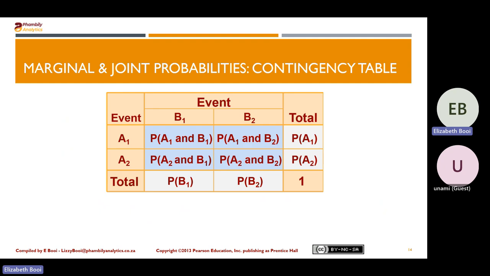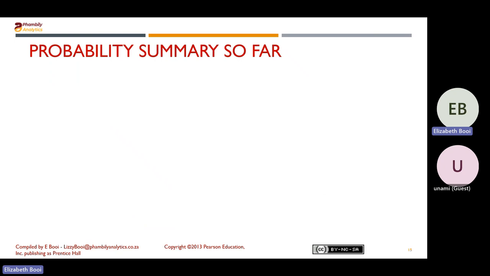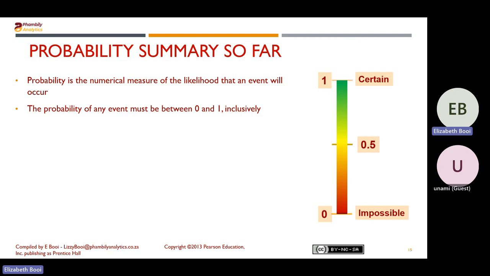So what have we done so far? Up to now, we learned that we can use a contingency table to calculate the joint probabilities and the simple probabilities. And we learned that probability is a numerical value that measures the likelihood of an event happening, and that it has a value between 0 and 1 inclusive, because it can either be 0 for an impossible event or 1 for a certain event.